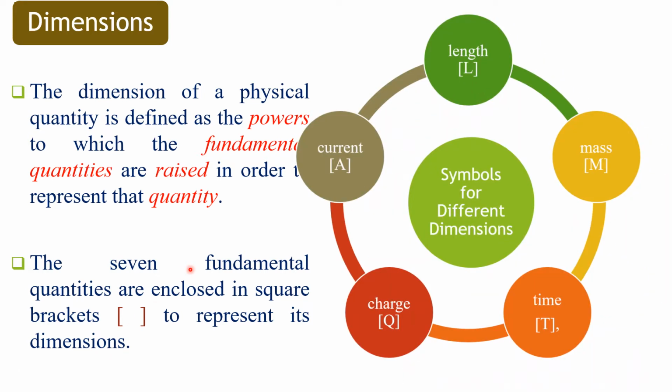Symbols for different dimensions. We find that the dimensions of all physical quantities can be expressed as combinations of a few fundamental dimensions. So we have particular symbols for writing dimensions. For length, we use capital L. For mass, we use capital M. For time, we use capital T. For electric charge, we use capital Q. For electric current, we use capital A. And these are all written with square brackets.